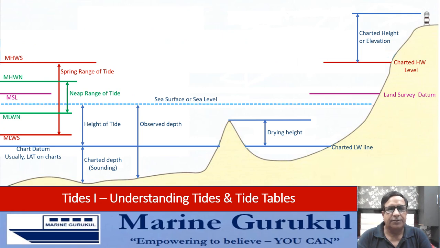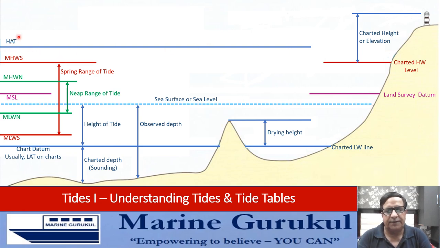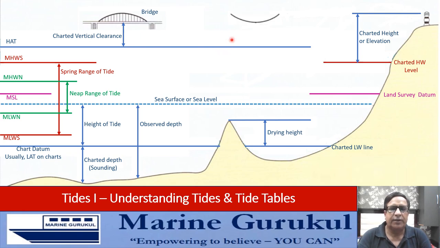So now let's insert HAT, highest astronomical tide, in this diagram. So here is the HAT, which becomes the reference for vertical clearances. So here we have the bridge. So this shall be the charted vertical clearance. On the chart, when vertical clearances are charted, they shall be with respect to HAT, highest astronomical tide. Likewise, we have the power cable here. So this height would be the physical vertical clearance.